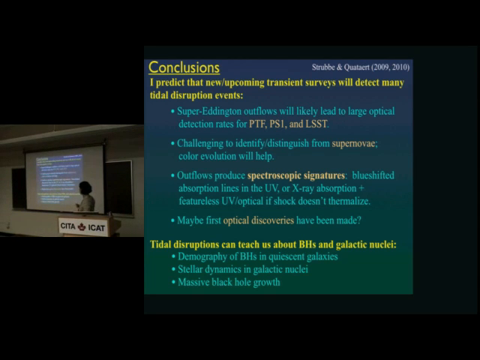And maybe the first optical discoveries have already been made. So we can look forward to a time not too long from now when tidal disruptions are found all the time and are used as a tool to teach us about black holes and galactic nuclei. In particular, teaching us about the demography of black holes in quiescent galaxies, especially black holes at fairly low masses, teaching us about the stellar dynamics in galactic nuclei, and about how massive black holes grow.